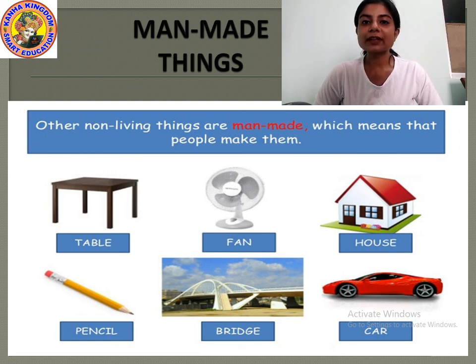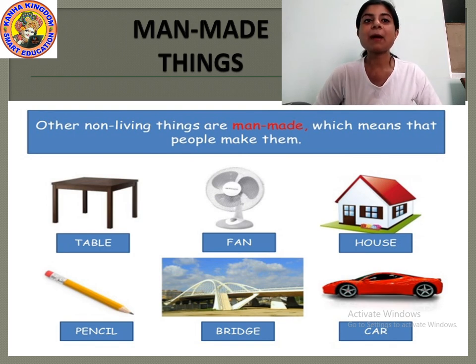Some non-living things are man-made. That means people can make them. For example, table, chair, pencil, fan, bridge, house, car. All these things are non-living things, but these are not natural, these are man-made because people can make them.